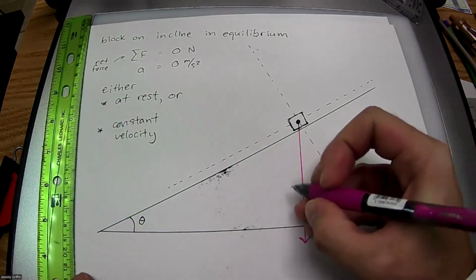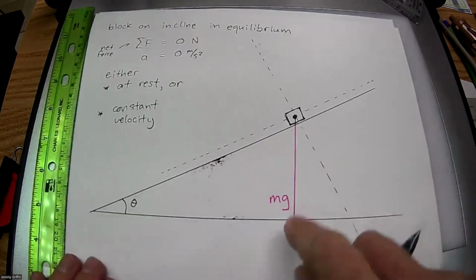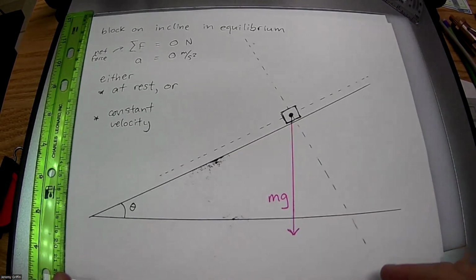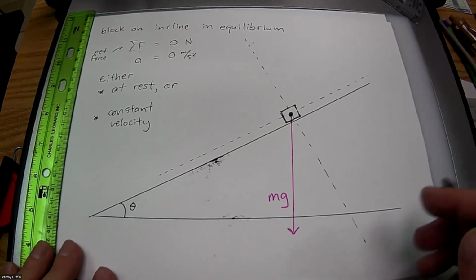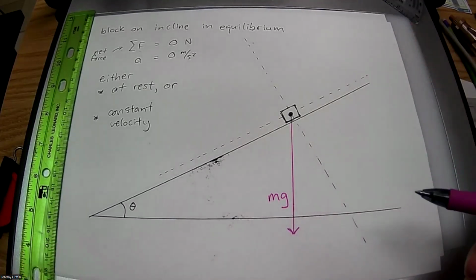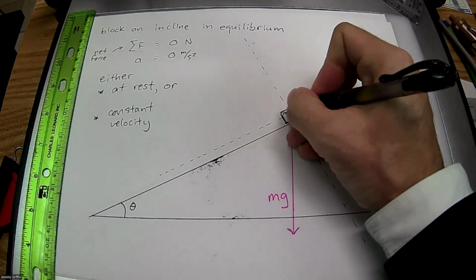Guys, what's a good label for gravitational force? mg. Yeah, that's usually my go-to: mass times gravity field. If you do F sub g, that's okay too, force due to gravity. I'm doing mg, so mass times gravity field. This block can be some mass m. We'll label that too.